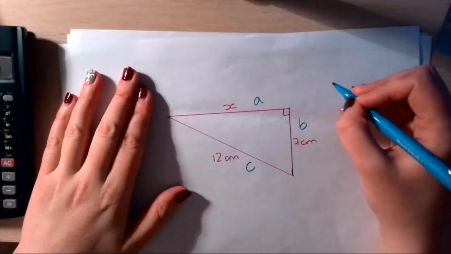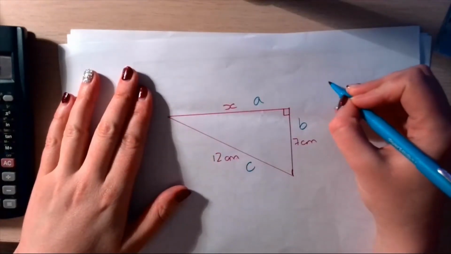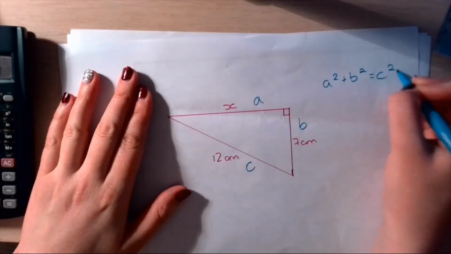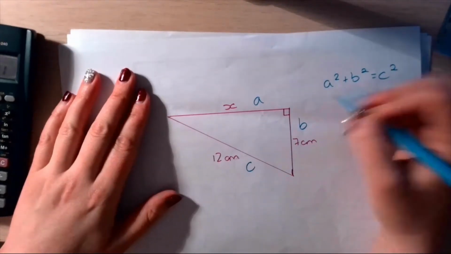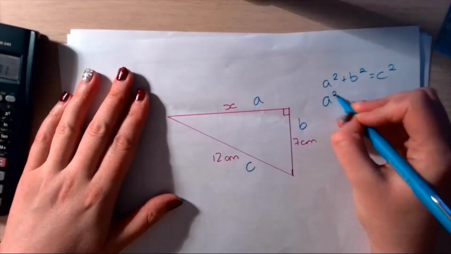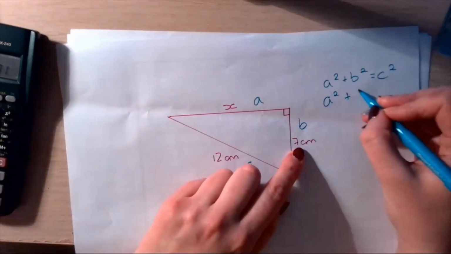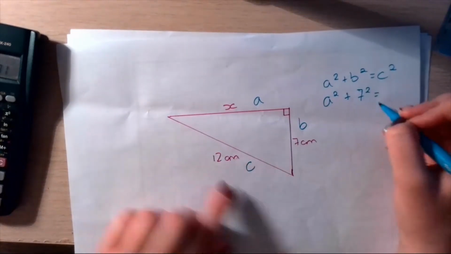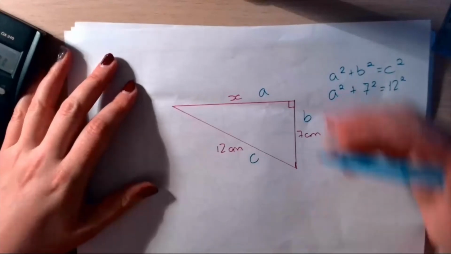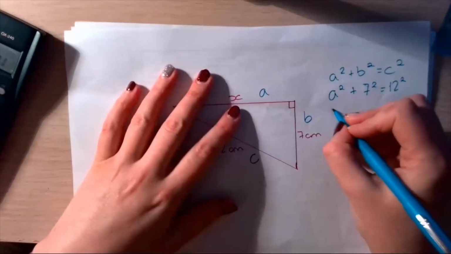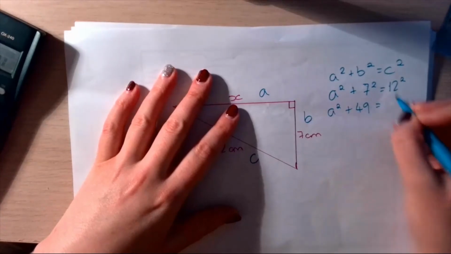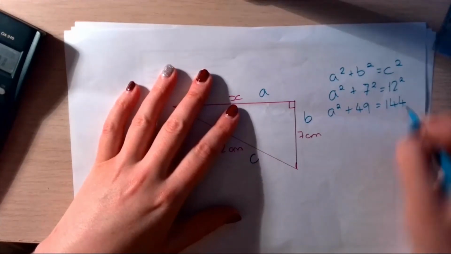What we could do is two different ways. We can carry on with what we were just doing, a squared plus b squared equals c squared, which I prefer, and just substitute what I know. I don't know what a is, so I'm just going to leave it as a squared plus 7 squared equals 12 squared. So a squared plus 49 equals 144.